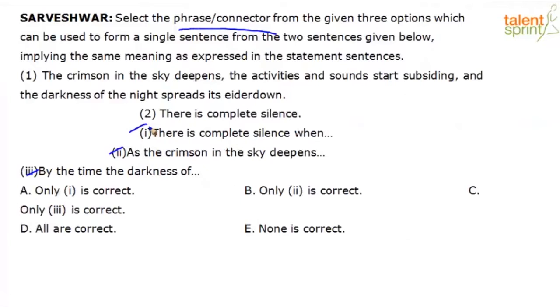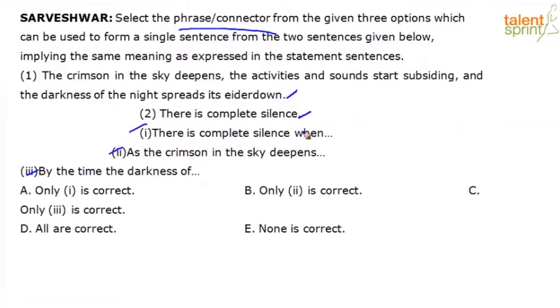2. As the crimson in the sky deepens, the activities and sound start subsiding, and the darkness of the night spreads its ether down. I'll have to add something. And by the time this happens, actually the third option will make sense to help connect the second option. If I'm saying I have to connect these two sentences, then option 1 will be redundant. There is complete silence will become repetitive. So it's better to avoid that confusion. Let's eliminate option 1, right?